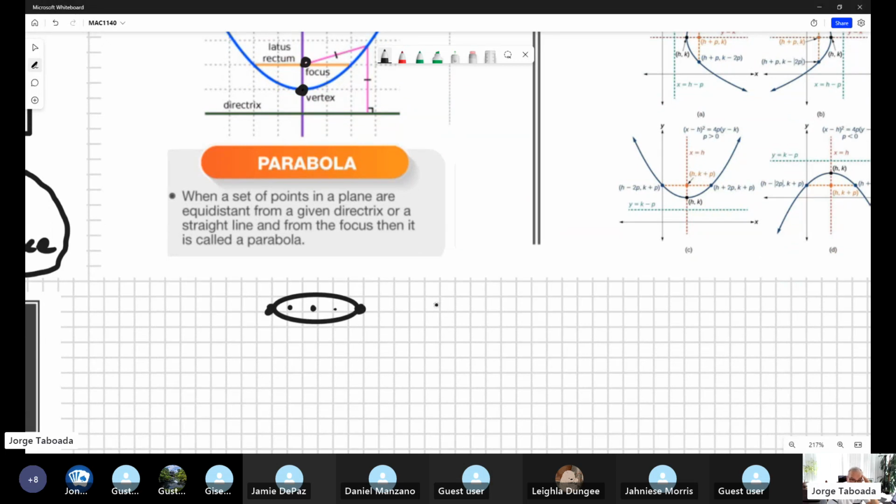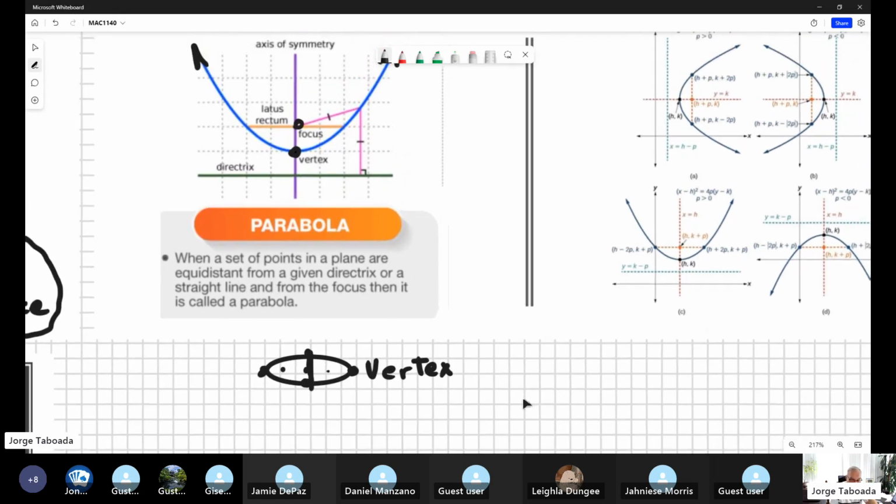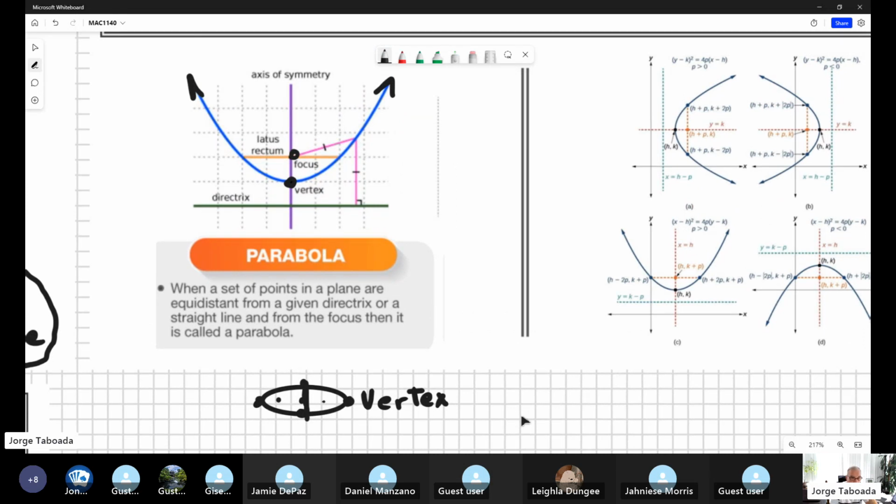These are vertex 1 and vertex 2. And this is the co-vertex. Some books call it differently, the endpoint of the minor axis, because it is the endpoint of the minor axis. Okay, those are the two vertices in the ellipse. However, in the parabola, no. In the parabola, only one is this. Sorry. We have one focus, not two.